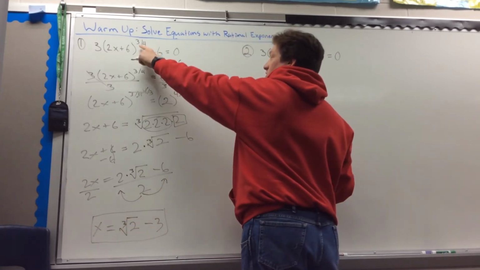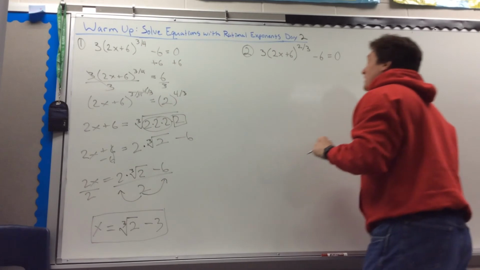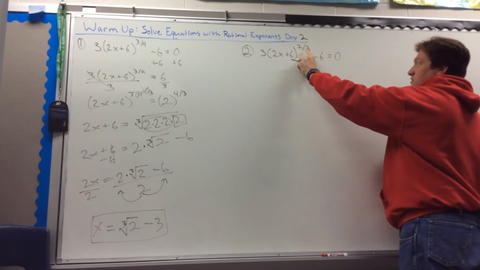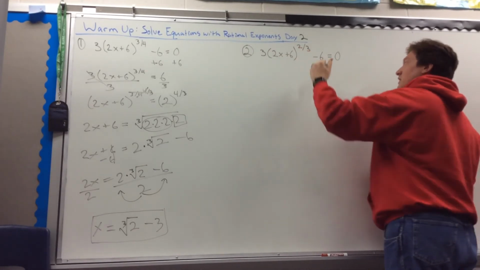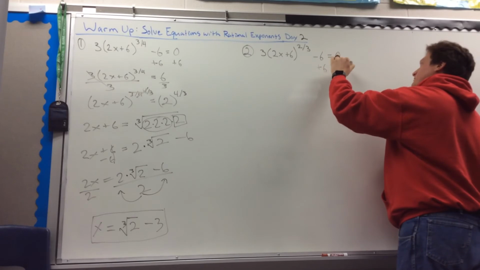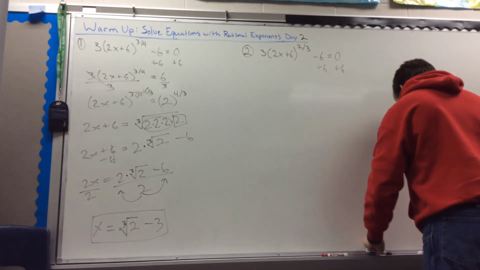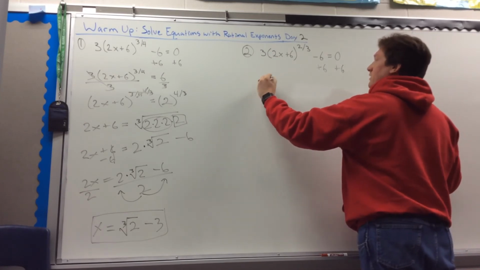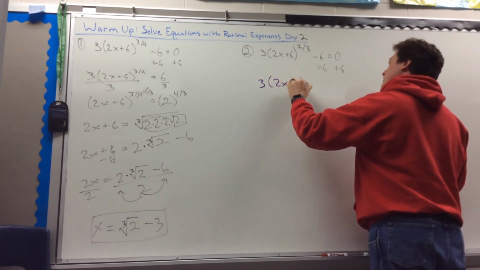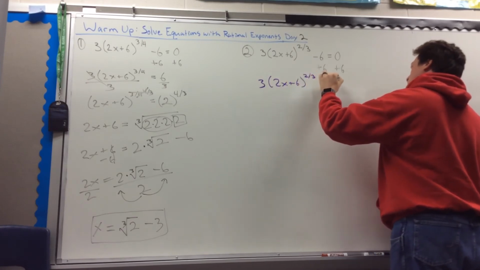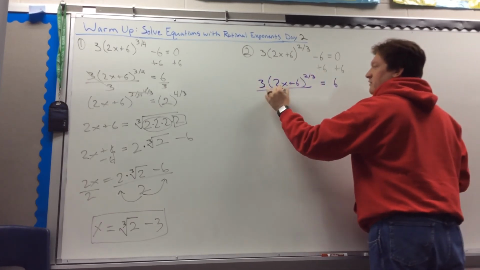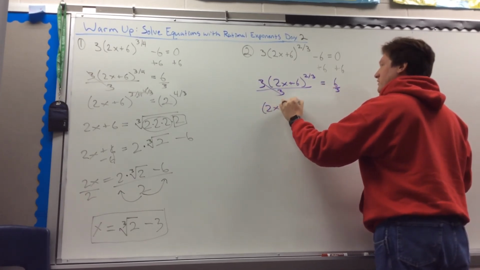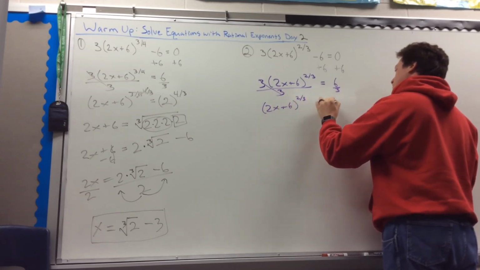Let's see what happens to the answer when the fraction exponent is changed. So the same exact process happens here. 3 times 2x plus 6 raised to the 2/3 power minus 6 is equal to 0. We add 6 to both sides. And that's going to give me 3 times 2x plus 6 raised to the 2/3 power is equal to 6. Divide it by 3. And that gets me 2x plus 6 raised to the 2/3 power is equal to 2.